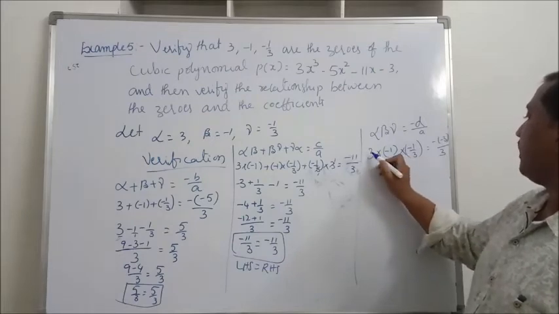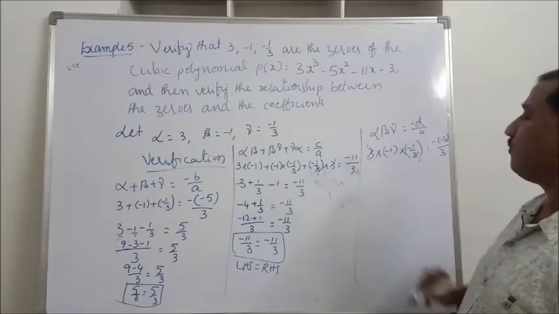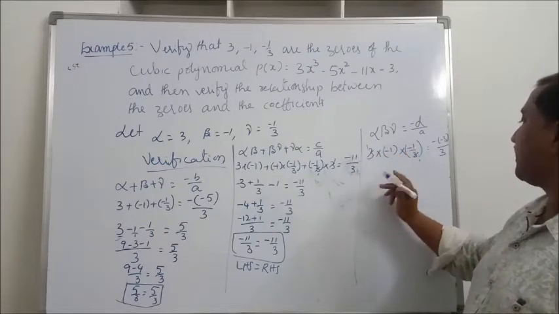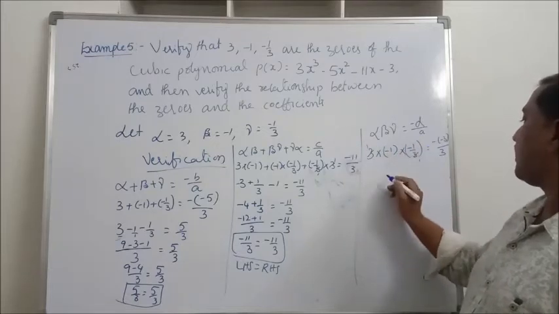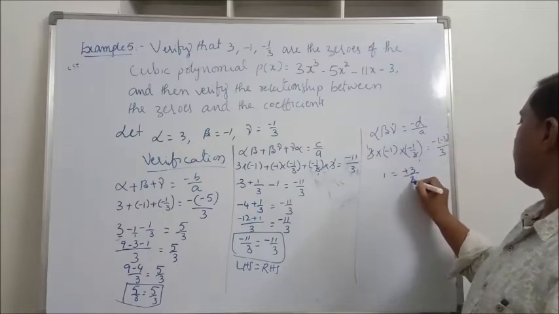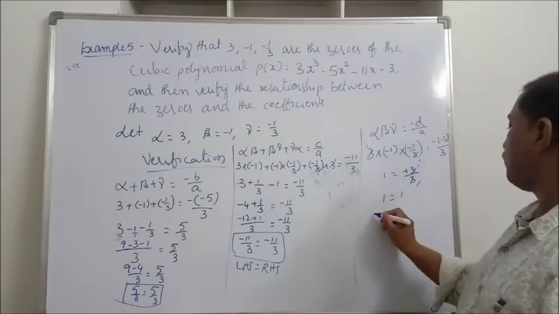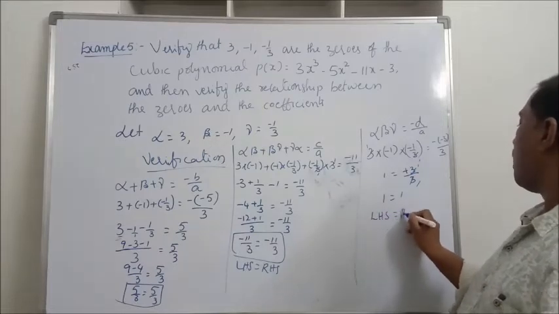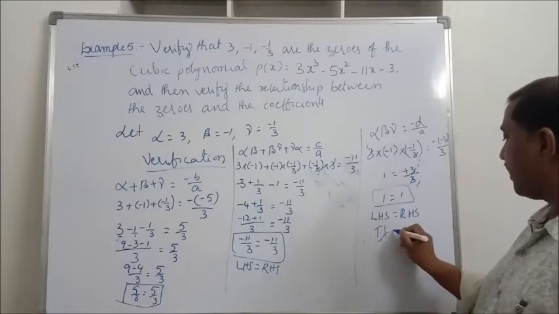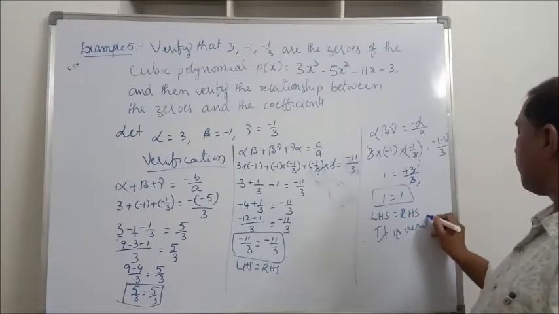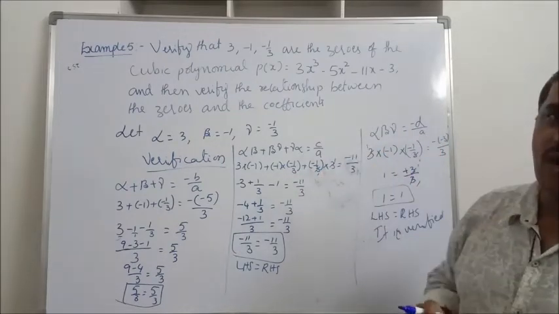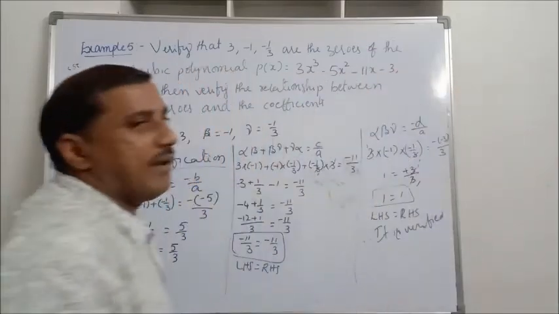So here multiply, 3 ones are 3, 3 ones are 3, both are cancelled. Plus into minus is minus, minus into plus, minus into minus it is plus, 1 into 1 it is 1, that is equal to minus into minus it is plus, plus 3 divided by 3, 3 ones are 3, that is 1 is equal to 1. That is LHS is equal to RHS, both the sides we got the same, therefore it is verified. So like this we can verify the relationship between the zeros and coefficients of a given polynomial when we know the zeros of the cubic polynomial.